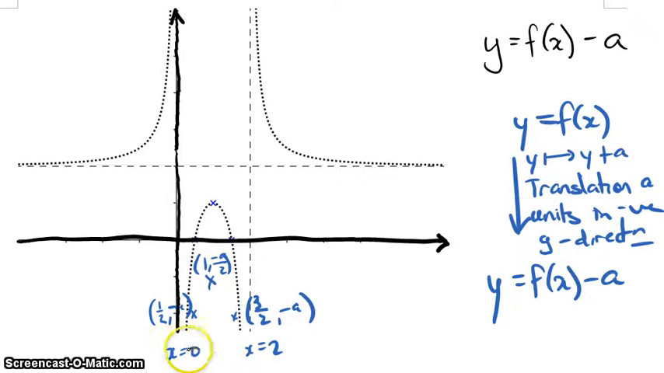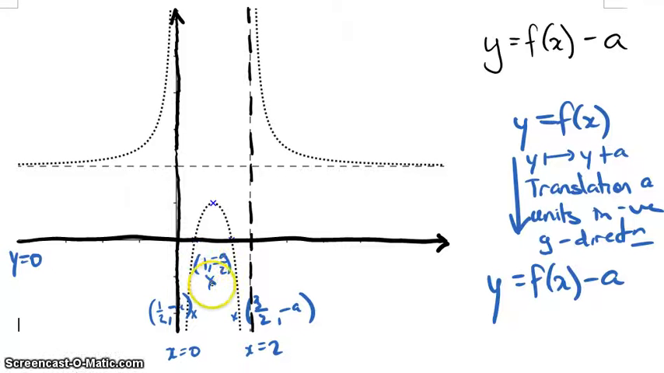As I was saying, x equals 0 remains. Our other asymptote, x equals 2, also doesn't change because we're just translating down. There's no horizontal movement. What about this asymptote, which was y equals a in our original? Well, we're now going to have the horizontal asymptote move down by a units. It becomes y equals 0.